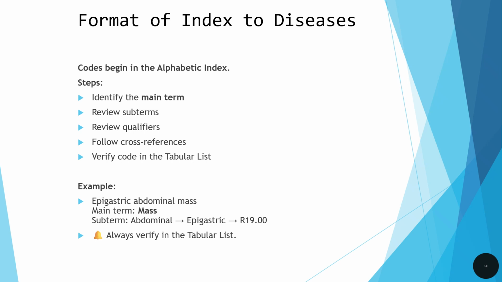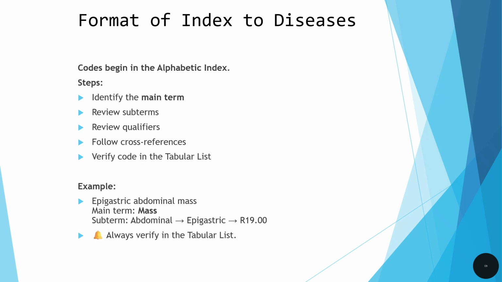Again, coding begins in the alphabetic index, which is also known as the index to diseases. You're going to identify that main term that we spoke about. Then you're going to review all the subterms and see if any of those subterms is the one you're looking for. Then you're going to find the qualifier if there's one to further specify that code. Then you're going to follow any cross-references if necessary.